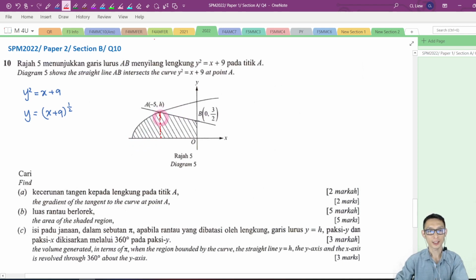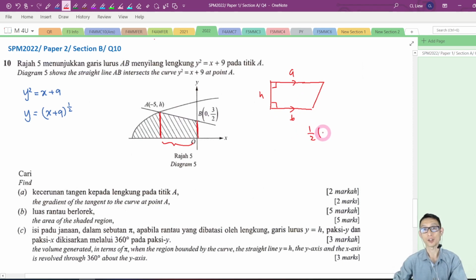I need the length here and here, right? The length here will be 3 over 2, which is 1.5. So what's the length here? This is the height of the trapezium. Do you still remember how we find the area of the trapezium? Let's say this is 90 degrees, and these two sides are parallel to each other. This is a, this is b, this is height. So the area of the trapezium is 1 over 2 times the sum of the two parallel sides, which is a plus b, times the height. Now I'm going to use this formula to help me get the area here.